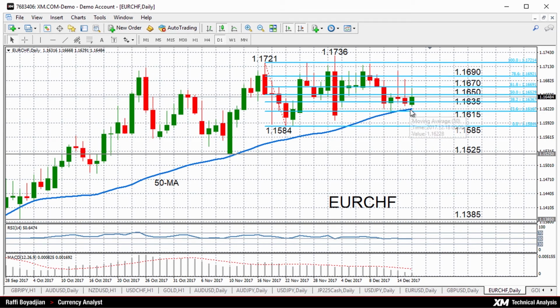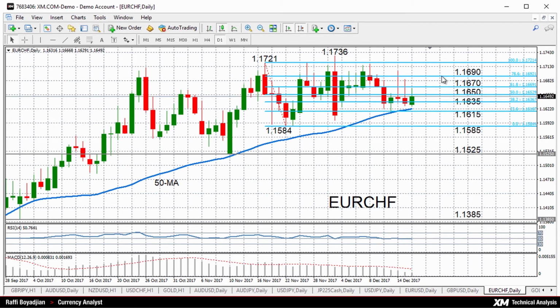At the moment, there is support coming from the 23.6% Fibonacci at 1.1615. A breach of that level, we could see prices then targeting 1.1585, and below that we have the 1.1525 level to watch for.